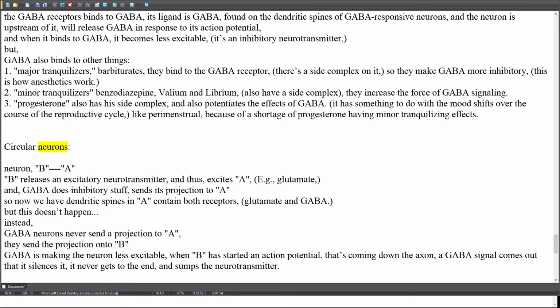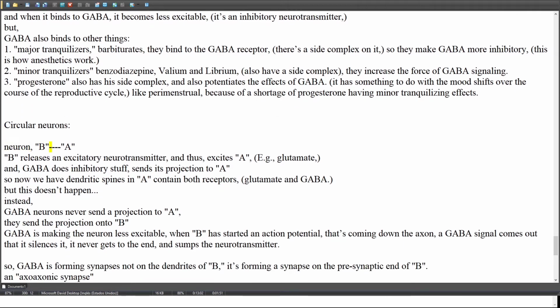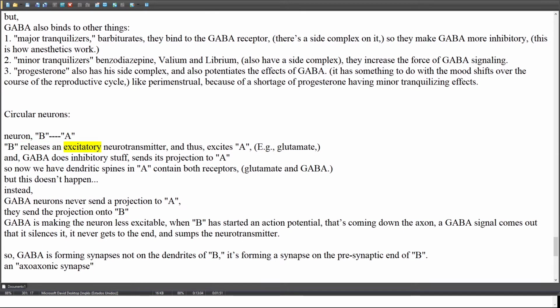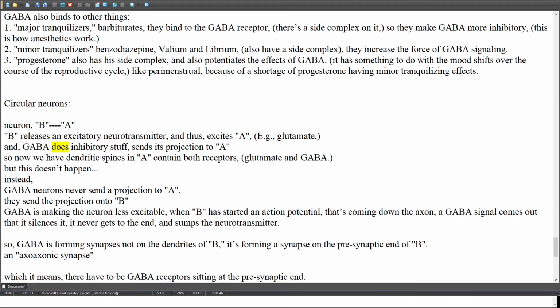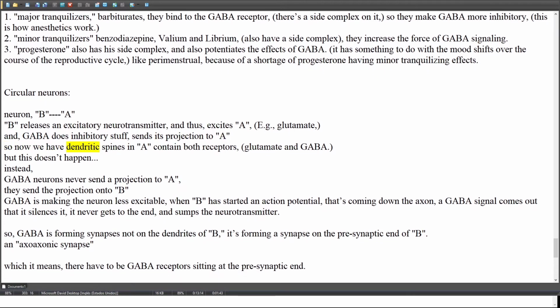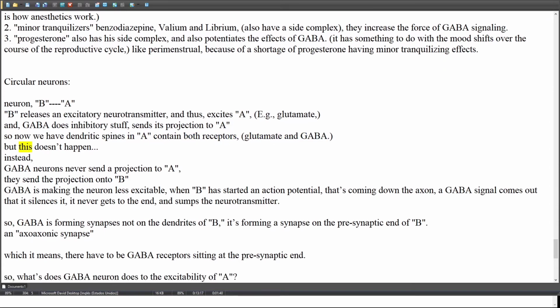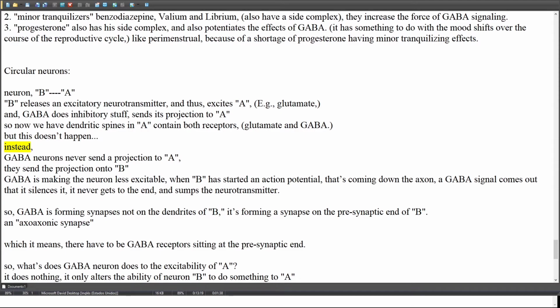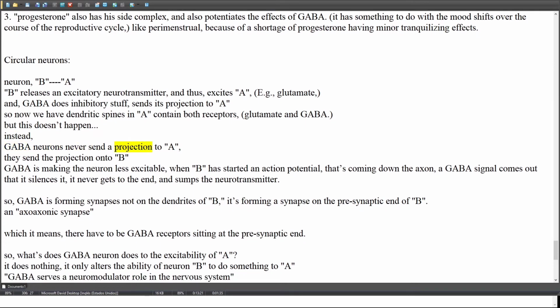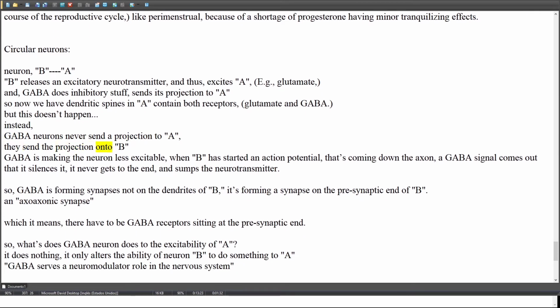Circular neurons. Neuron B to A. B releases an excitatory neurotransmitter, e.g., glutamate, and thus excites A. And GABA does inhibitory stuff, sends its projection to A. So now we have dendritic spines in A that contain both receptors, glutamate and GABA. But this doesn't happen. Instead, GABA neurons never send a projection to A. They send the projection onto B.